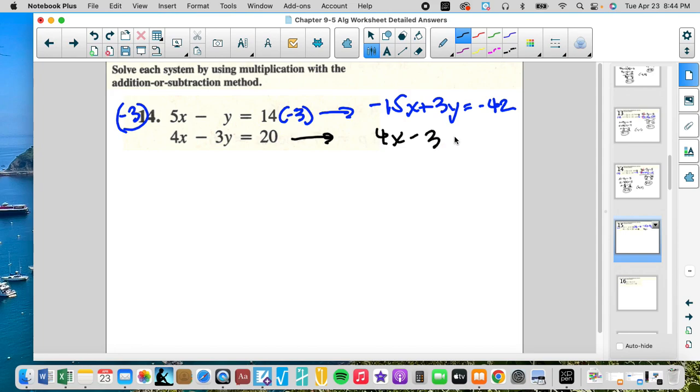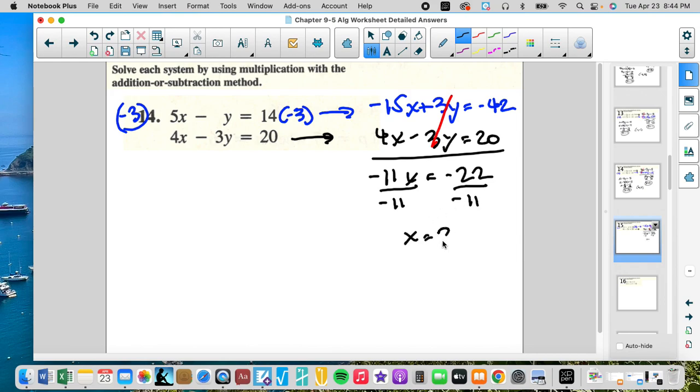4x minus 3y equals 20. The y's cancel. That leaves you with negative 11x equals negative 22. Divide by negative 11. x equals positive 2. Two negatives make a positive.